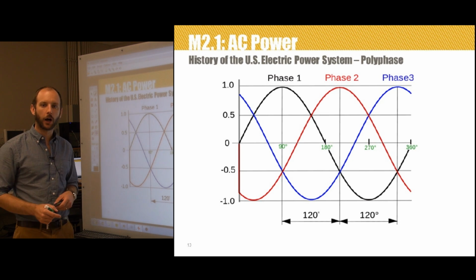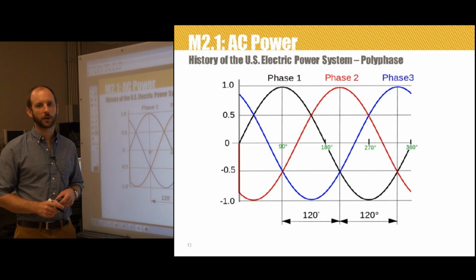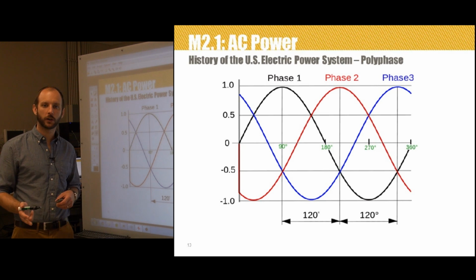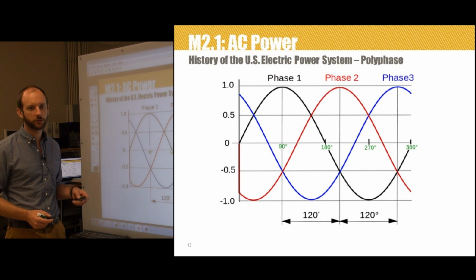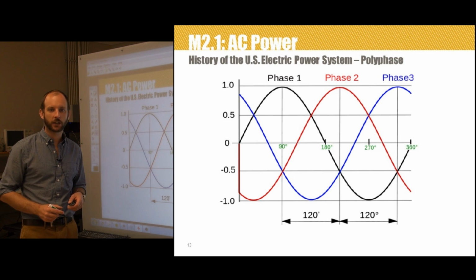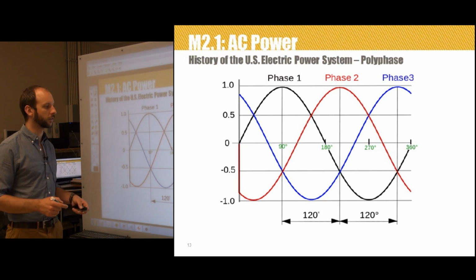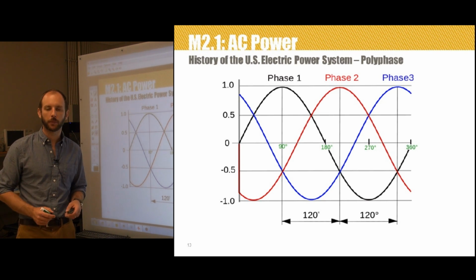And although the term polyphase can technically be used to describe any system using 2 or more alternating currents and voltages with some phase shift between them, in the modern vernacular it's almost exclusively used to refer to systems composed of 3 separate phases. And this is what exists in the modern power system today.